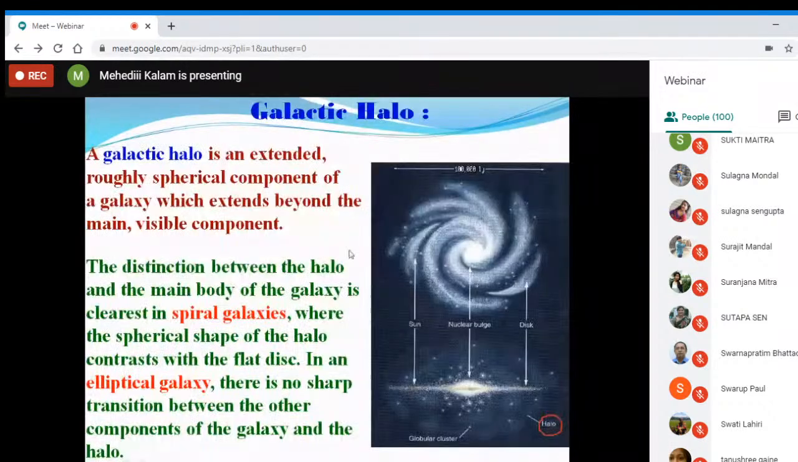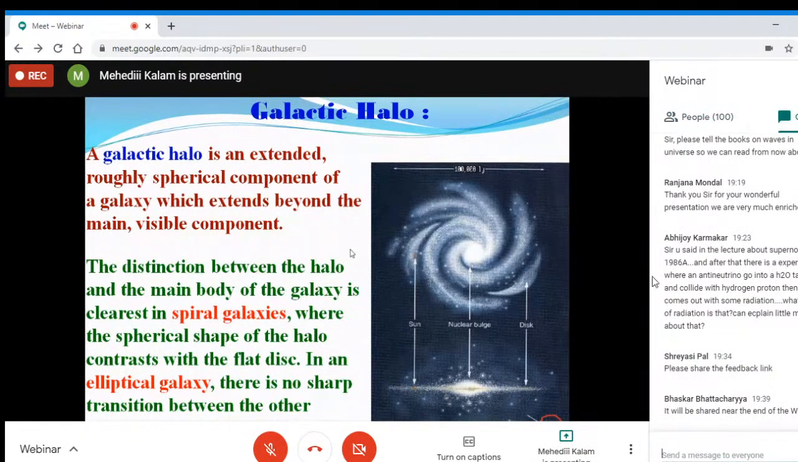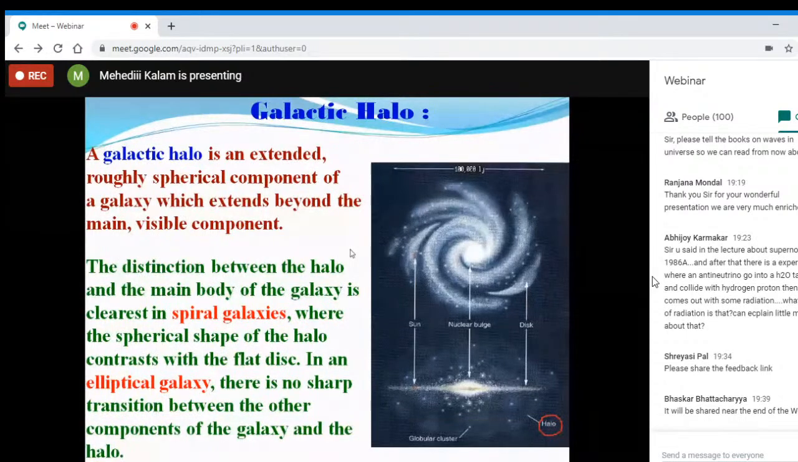Now the interesting point I want to mention here is that, as I told earlier, scientists are trying to find where the exotic matter exists. So there is an important matter that is always there, called dark matter, and a huge amount of dark matter is there in the galactic halos. Now what is a galactic halo? A galactic halo is an extended, roughly spherical component of a galaxy which extends beyond the main visible components.